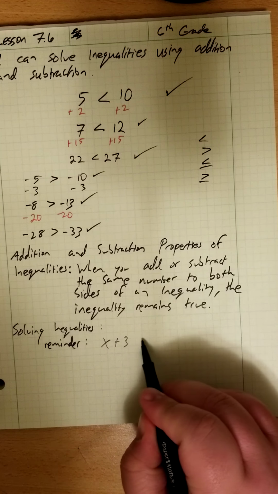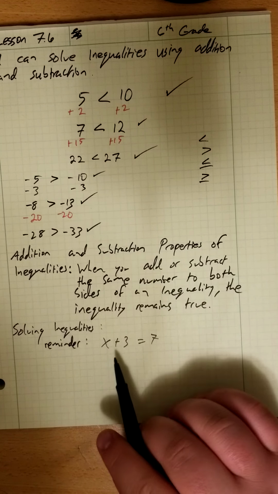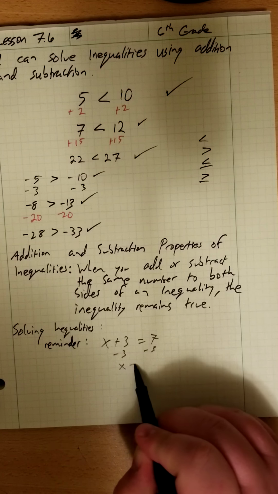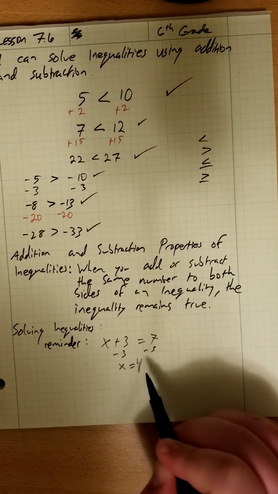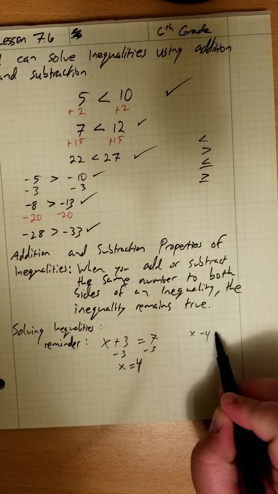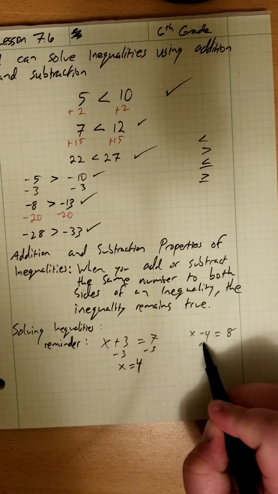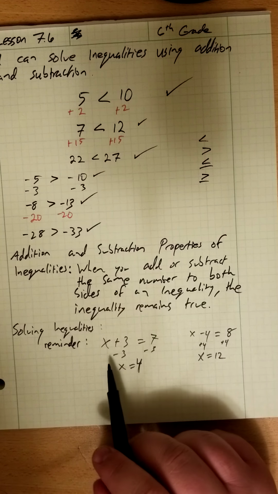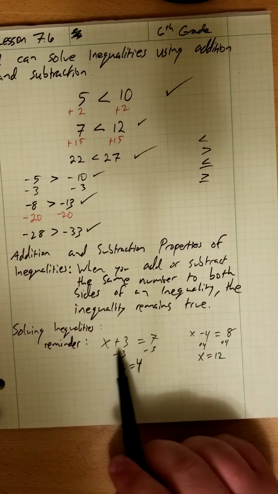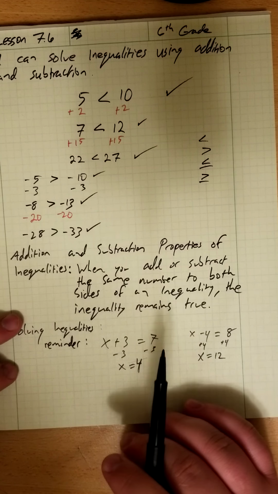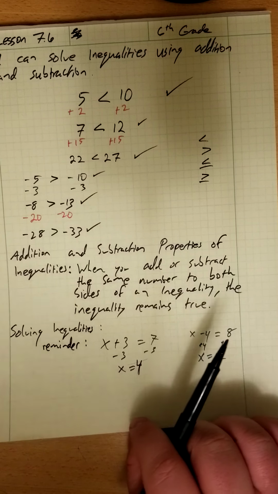x plus 3 equals 7. We can solve this equation by subtracting 3 from both sides, and we get that x is equal to 4. Or if we had x minus 4, there's a hole that's 4 deep. Well, we can add 4 to both sides, and we get that x is equal to 12. These are the properties of addition for an equation. It's the same way of solving for inequalities. So let's do a couple of examples here.